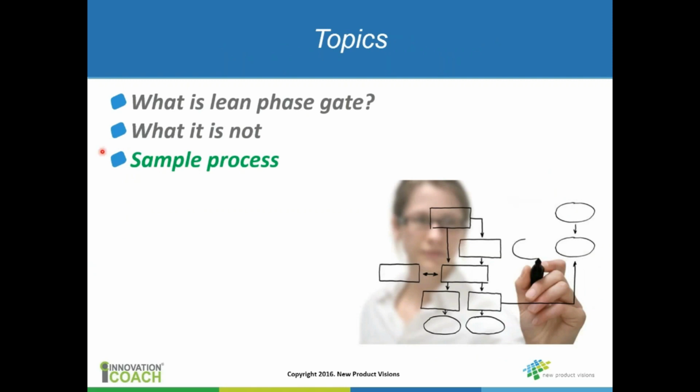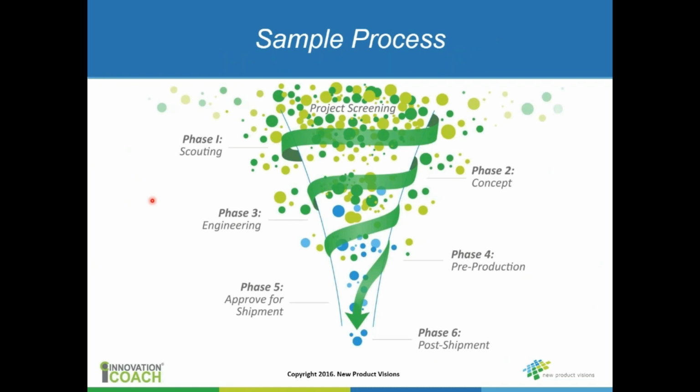Okay, we're going to go through now a sample process, and what I'm going to describe to you today is a 6-phase process. There's nothing magical about that. These processes can be very adaptable to your particular technology, to your company, to your culture and history and so forth. But pretty much every phase gate system will incorporate some aspect of the concepts that we're going to talk about in each of these phases.